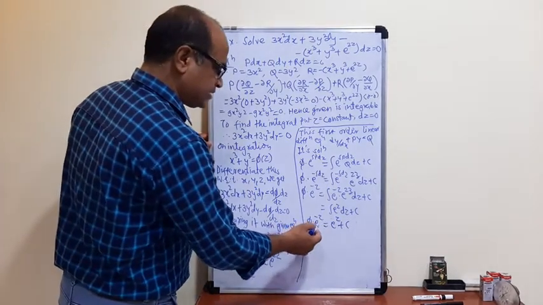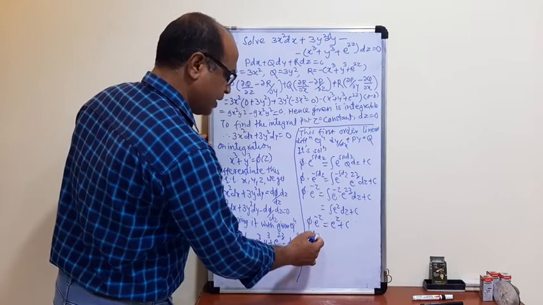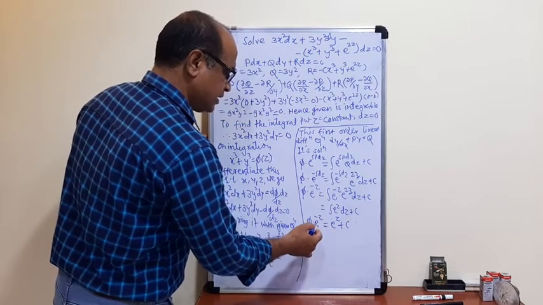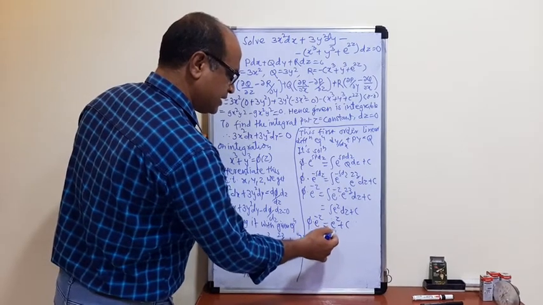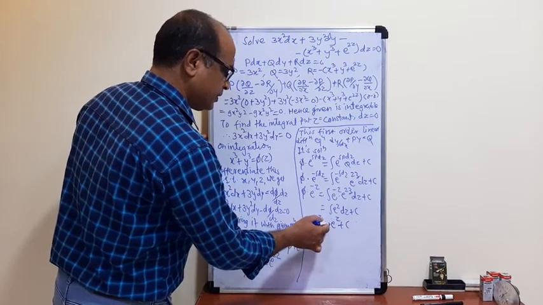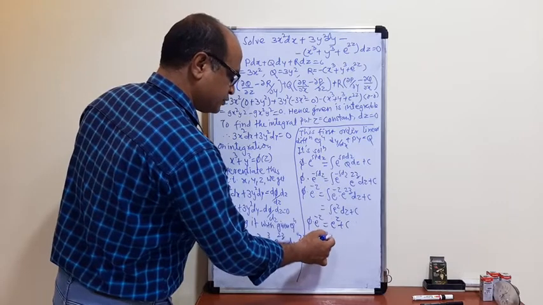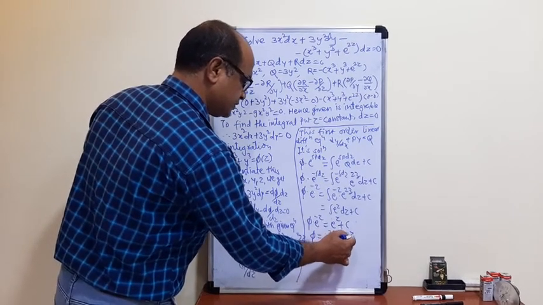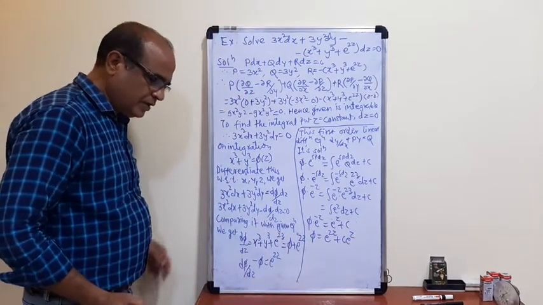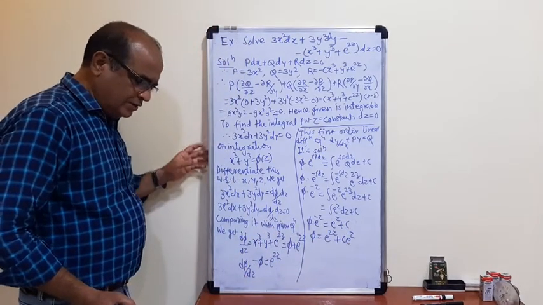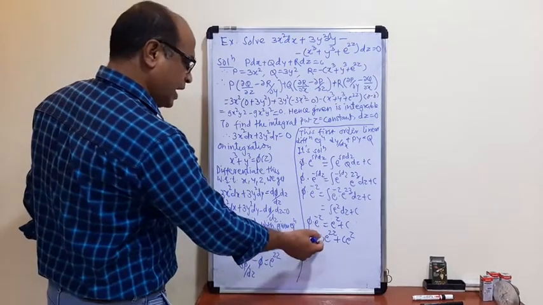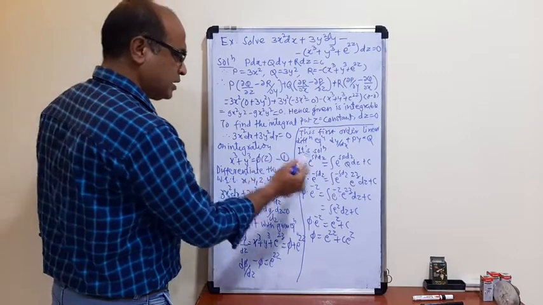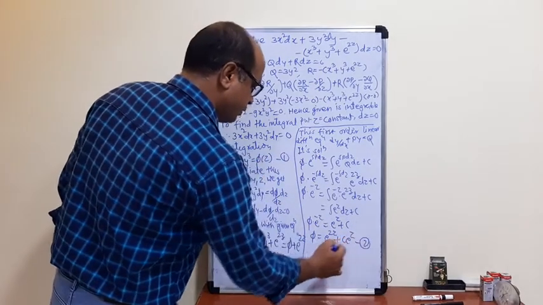So dividing this throughout by e raised to minus z, phi is equal to, in the numerator, e raised to z into e raised to z, that is e raised to 2z plus c into e raised to z. So this is phi. Okay. So putting this value, what is phi here? We obtain phi. So this is equation 1. This is equation 2.